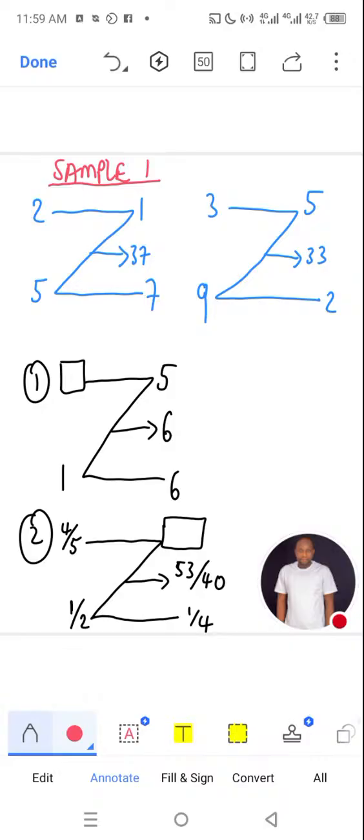After 30 seconds or so, I'm going to tell you all how those numbers were gotten. Let me allow you to think here.